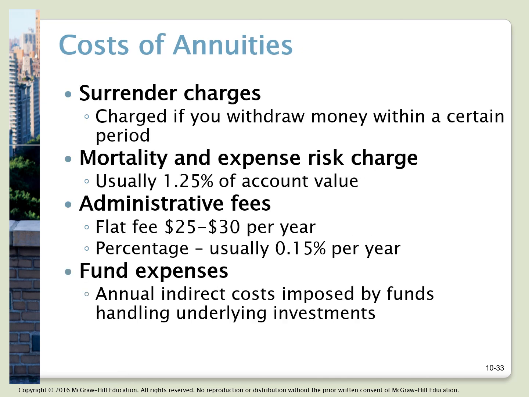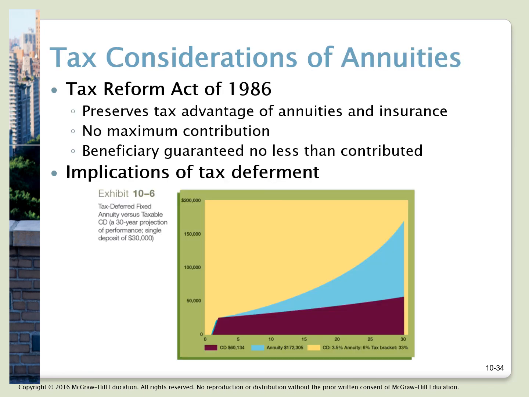The cost of those annuities: the surrender charge is charged if you withdraw your money within a certain period. Mortality and expense risk charge, usually 1.25% of the account value. Administrative fees, flat fee, $25 to $30 per year. Percentage is usually about 0.15%. These are administrative costs again. Fund expenses, annual indirect cost imposed by the fund handling underlying investments. So there are administrative fees, and there are more administrative fees.